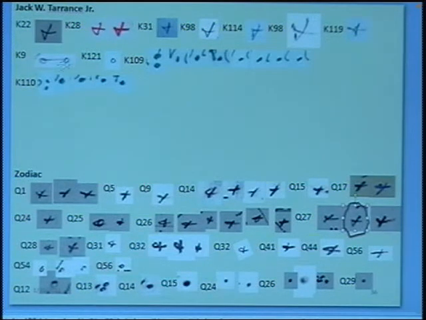Both of the authors tend to use heavy period dots or circle dots for periods and I dots and colons. You can see that down here in the Zodiac's as well, with the colon and the periods being heavy or circular.